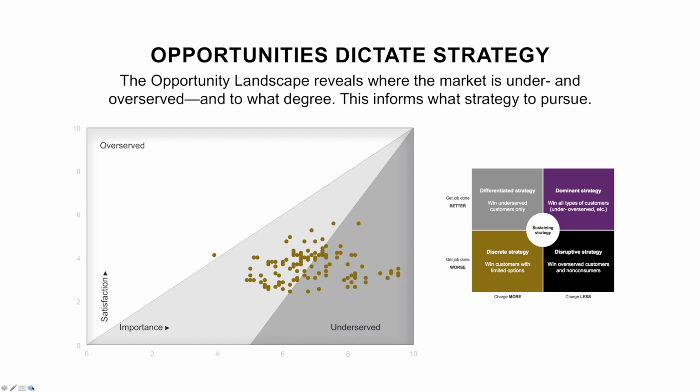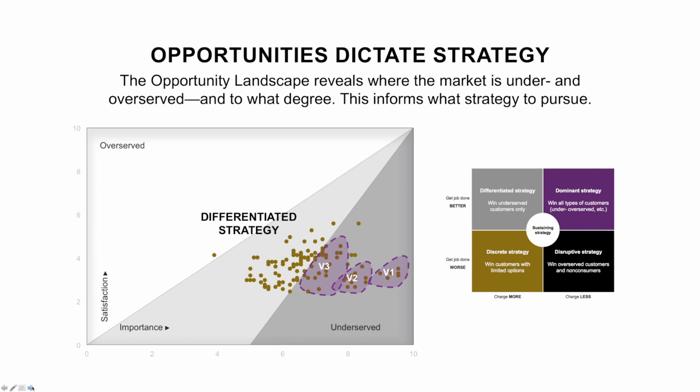So the opportunities themselves dictate the strategy. If we look at this market here, what strategy would we pursue? We have an underserved segment, a lot of unmet needs. This would quite likely mean that we would pursue a differentiated strategy. If we knew that people were willing to pay more to get the job done better and they were highly underserved, we would pursue that strategy and systematically work our way through different versions of a product to systematically get that job done better over time.